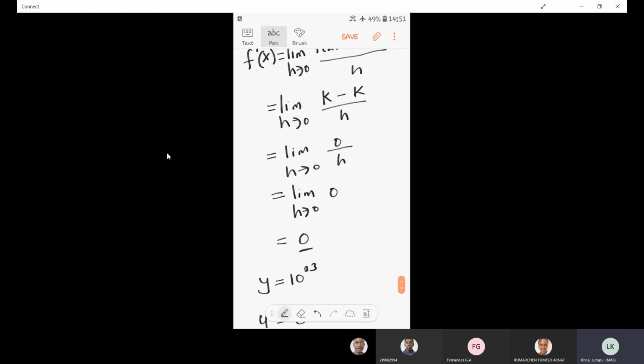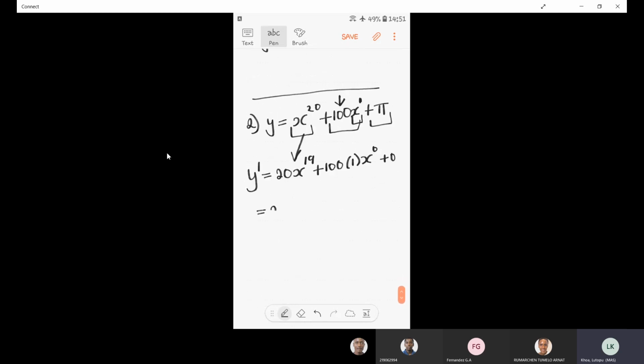So we can simplify this. This is 20 x to the power of 19 plus 100. X to the power of 0 is just 1, and then plus 0, that is my derivative. Look at number 4.